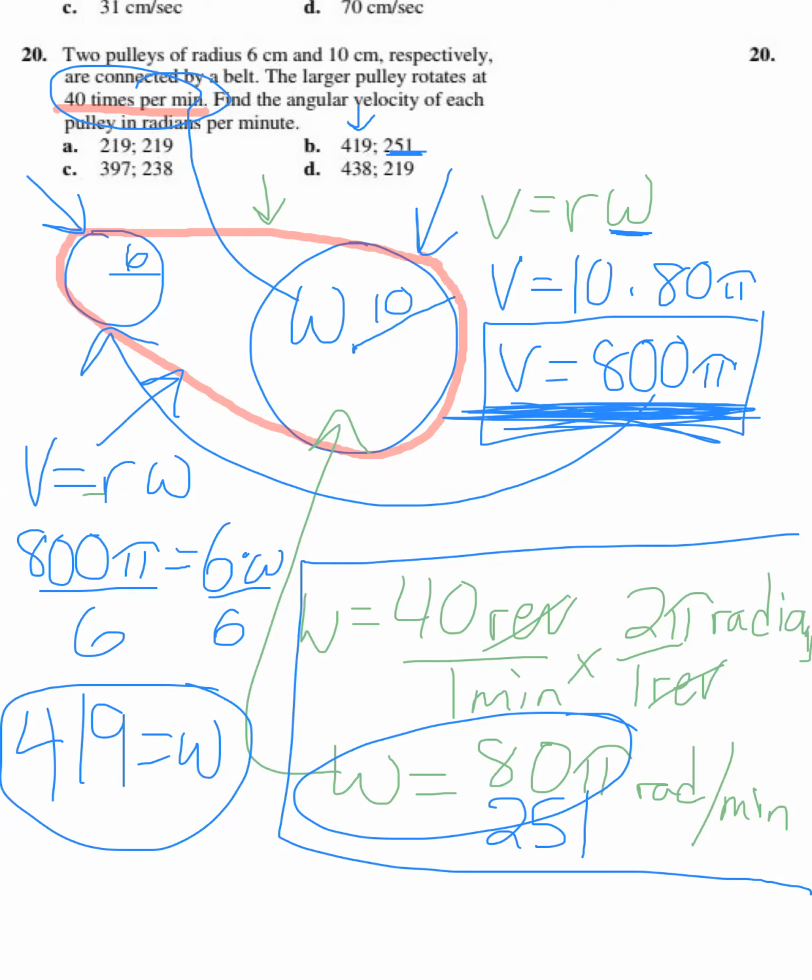So I take the speed of the belt and I pop it in, same equation, but now I'm going to solve for the angular speed of my little pulley. And that's all I did here to get that 419.